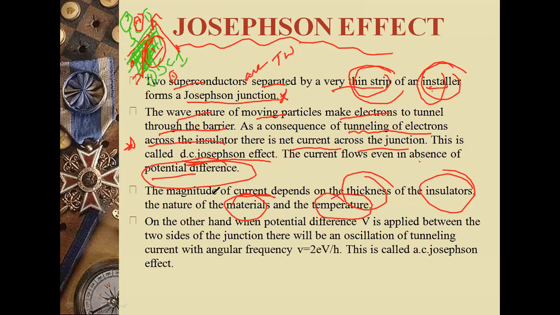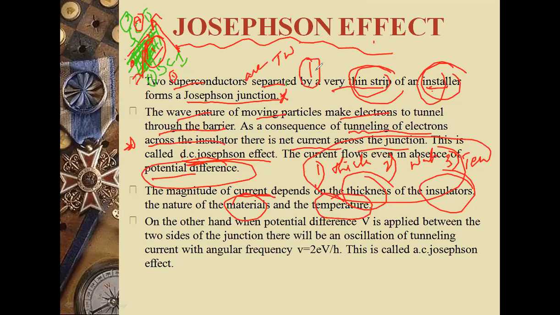Very important: the magnitude of current through the Josephson junction depends on what factors? Number 1, thickness. Number 2, nature of material. Number 3, temperature. These three parameters, very conceptual questions, competitive examiners are going to ask.